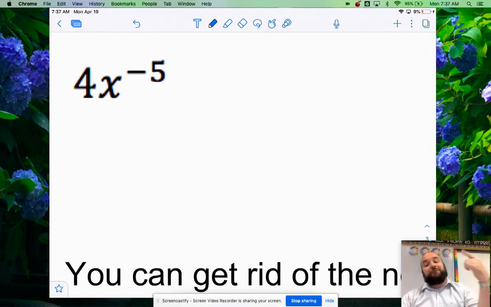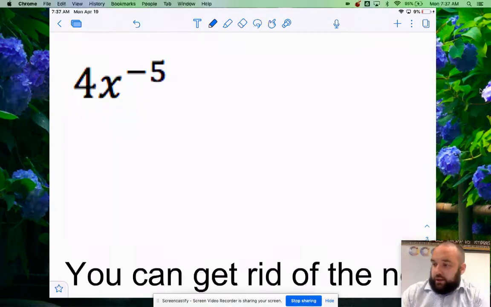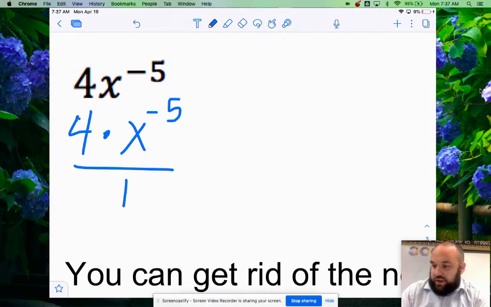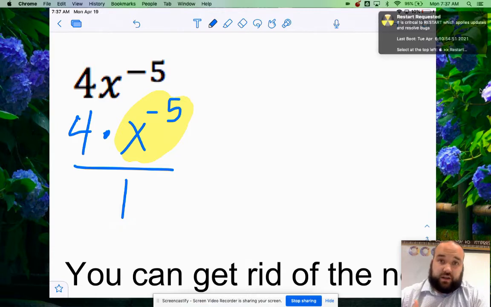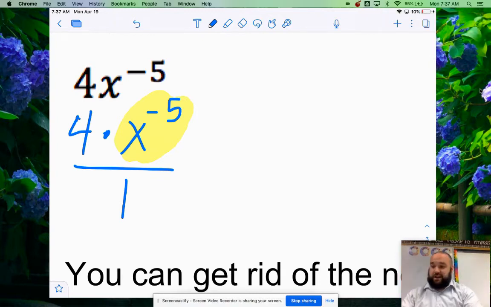All right, so then 4x to the -5, if we have something like this, again, it's worthwhile to note that this is 4 times x to the -5. So that negative power is only applying to the variable x, not to the number 4. Okay, so x to the -5th power, I can't have an answer with a negative exponent. So I'm going to resolve this by moving the variable x from the numerator down to the denominator.